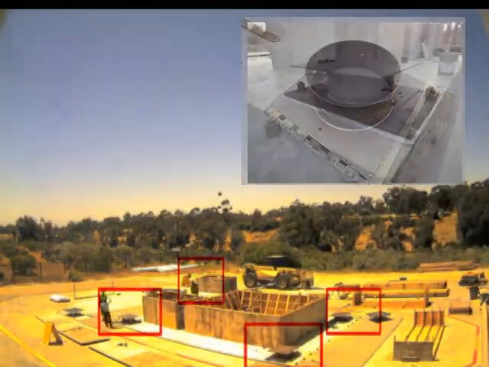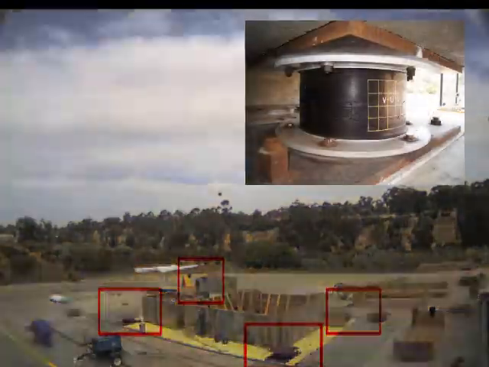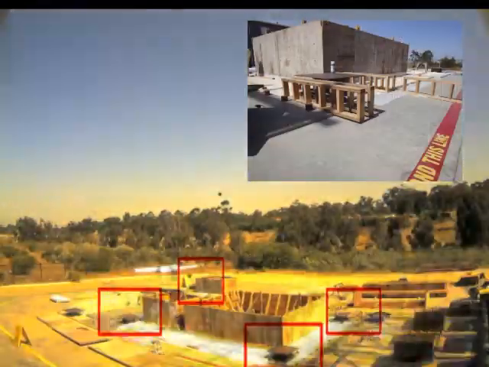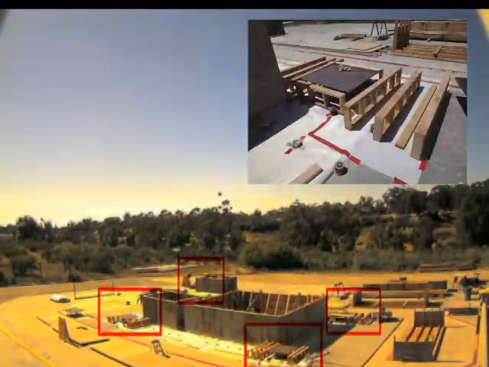Base isolators are used to dampen the shaking of the structures when seismic forces are applied to them, and consequently to reduce the damage to structural and non-structural components of the structure.